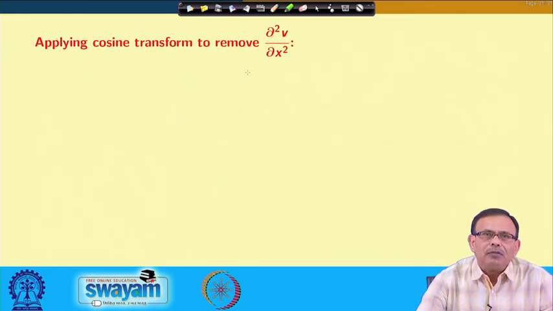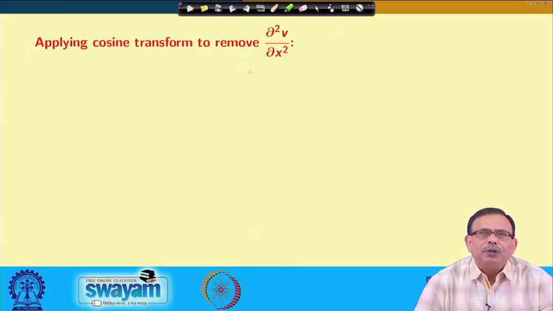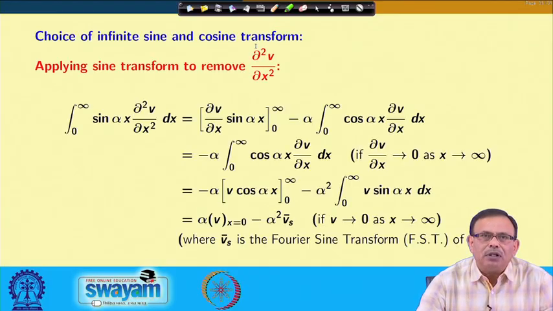Similarly, if I have to remove del 2 v del x square in the case of the cosine transform, what condition is necessary? Please note one thing here: whenever I take the Fourier sine transform of del 2 v del x square, this equals alpha v at x equals 0 minus alpha square v s bar, where v s bar is nothing but the Fourier sine transform of v.